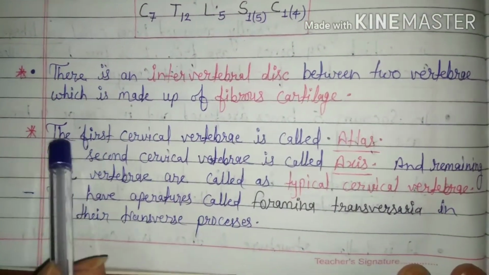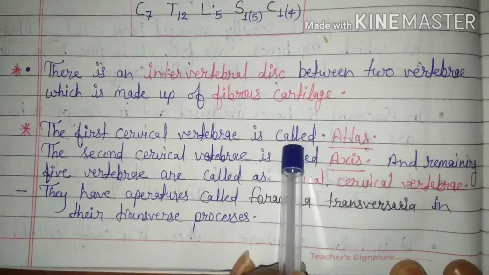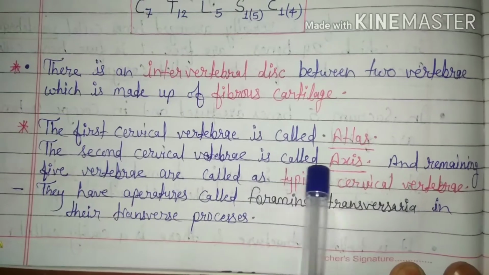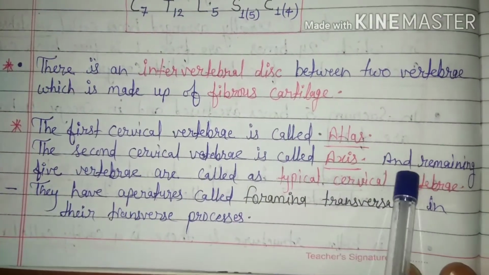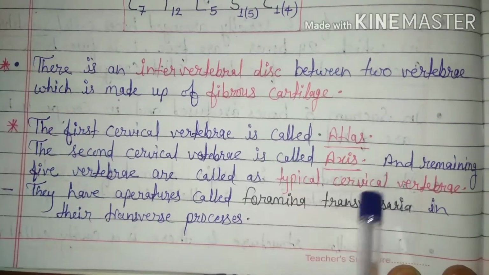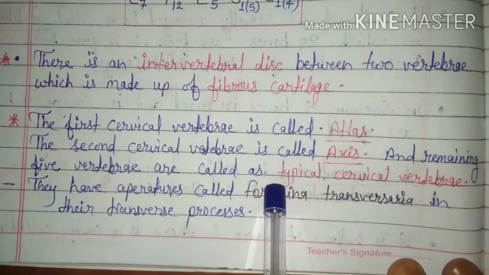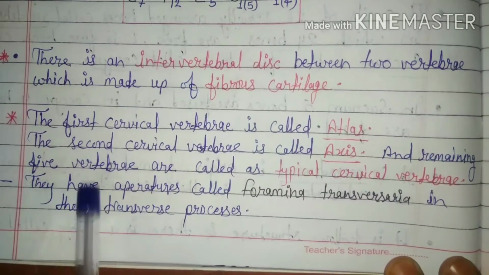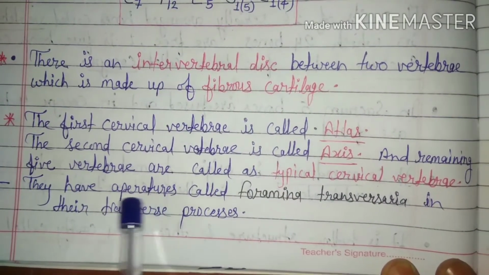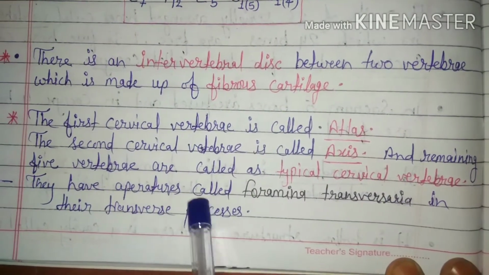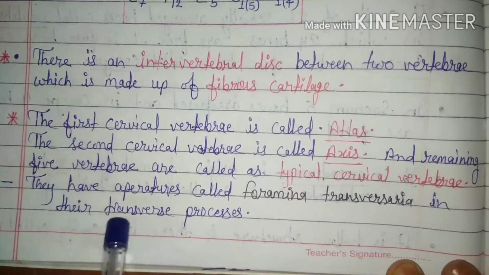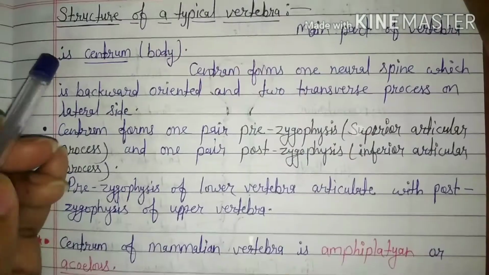Next point, the first cervical vertebra is called atlas. The second cervical vertebra is called axis, and the remaining 5 vertebrae make a total of 7 vertebrae of the cervical region. It means the neck region. These cervical vertebrae have apertures, which means holes or pores, called foramina transversaria in their transverse process.